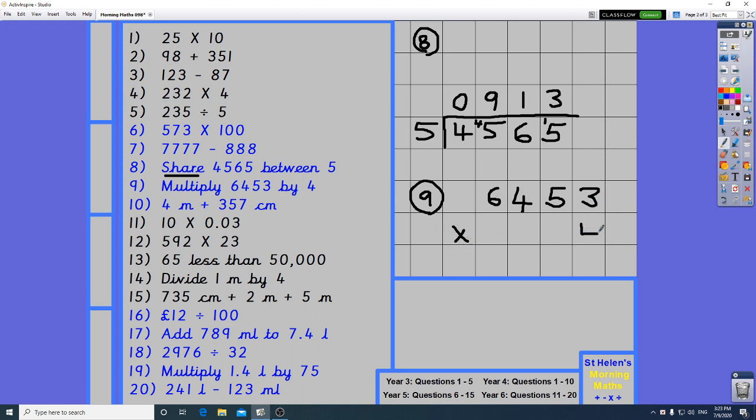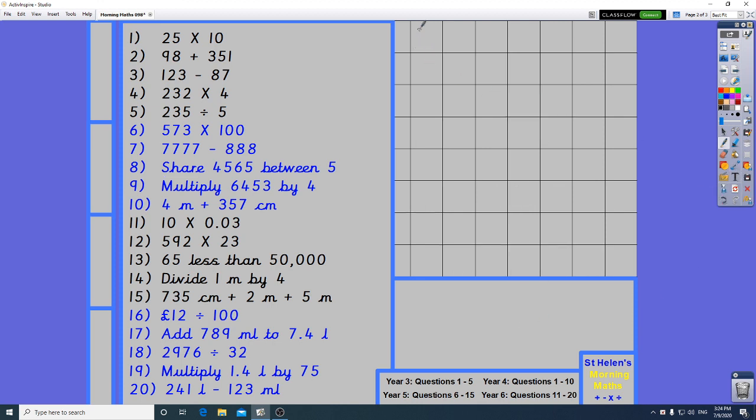6,453 times 4. 4 times 3, 12. 4 times 5, 20, plus 1, 21. 4 times 4, 16, plus 2, 18. Make sure it says 18, not 81. 4 times 6, 24, plus 1, 25. I'll just have a little check over this. $25,812.